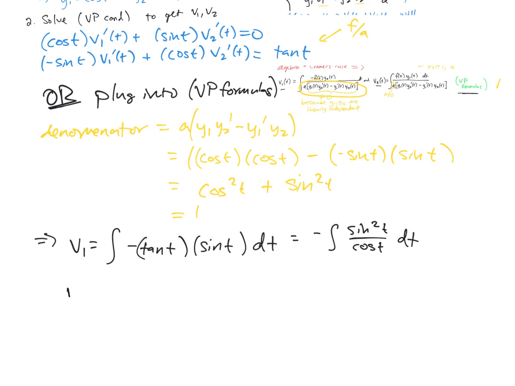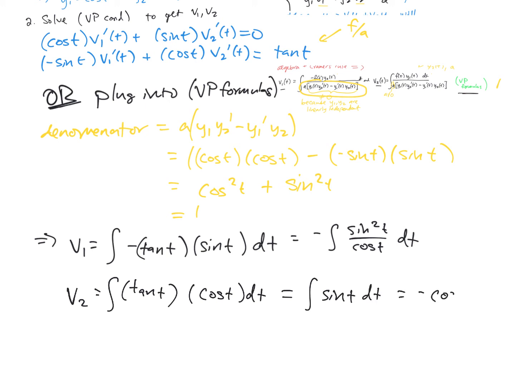And then similarly, v2 equals the integral of, so now we've just got positive tangent t times b, or y1, which is cosine t dt. And again, we've got sine over cosine times cosine, so the cosines cancel out, and we get the integral of sine t dt. And so that integral is negative cosine t.